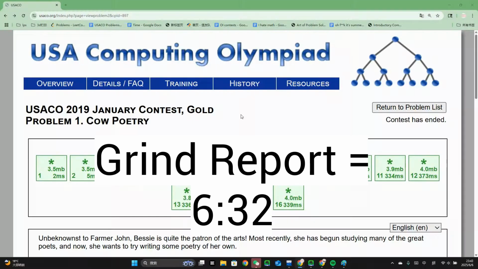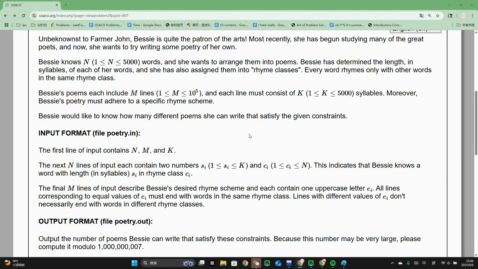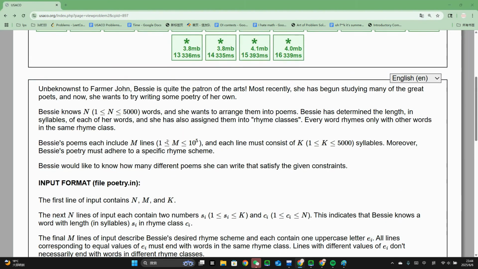Hello everyone, the problem we're looking at today is the USACO 2019 January Contest Gold Problem 1, Cow Poetry. You can pause the video first and read the problem by yourself if you want. The problem statement is basically Bessie is trying to write poems, an M-line poem following a specific rhyme scheme, and there are also N words that she knows. She also wants each line of the poem to be K syllables long, and M lines, obviously.